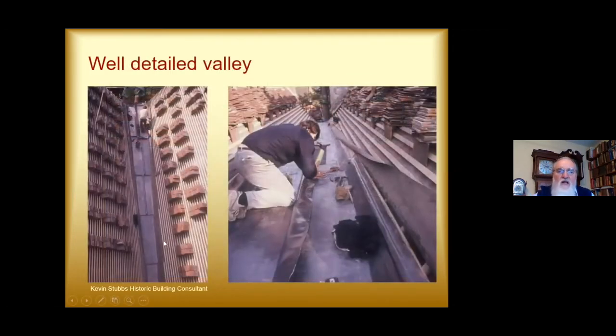So here we've got a well-detailed valley on a church being re-roofed, retiled, etc. Beautifully detailed with its central rolls, where the valleys are over wide here to allow for expansion, not over long lengths of lead, and the plumber has detailed it well with what's known as a break lath here to stop rain or snow being blown in underneath the tiles. You've got this sort of extra precaution here.